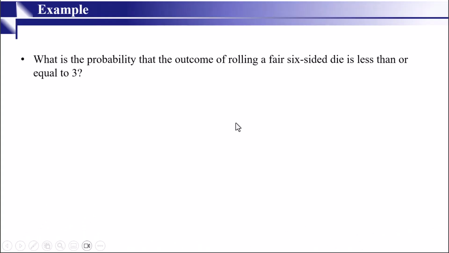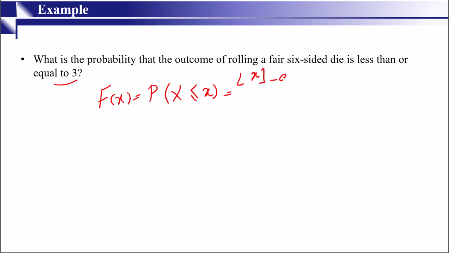What is the probability that the outcome of rolling a 6-sided die is less than or equal to 3? If we go for the CDF, F(x) is equal to the probability of X less than or equal to x, which is equal to floor of (x minus a plus 1) divided by (b minus a plus 1). Because this is a 6-sided die, a is equal to 1 and b is equal to 6, and our x is equal to 3.